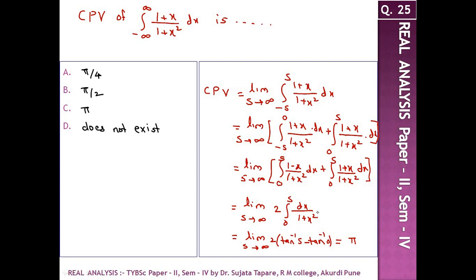Integration is tan inverse of x, and so after putting the limits, tan inverse of s minus tan inverse of 0. So this is 0, tan inverse of s, and when s tends to infinity, it gives us tan inverse of infinity, which is nothing but pi by 2. So pi by 2 into 2 gives us pi. So the correct answer option is C.